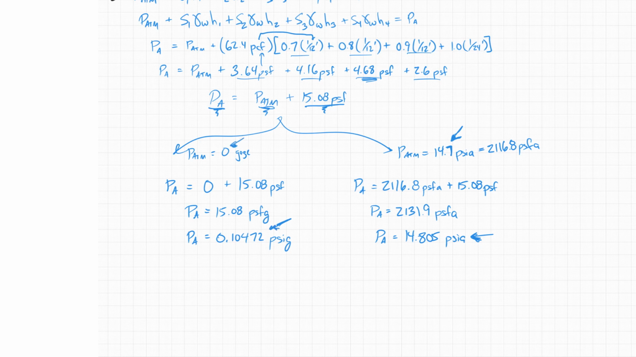So your final answer, we want 3 significant digits. Let's go back to black, and we'll say PA equals 15.1 PSFG, which equals 0.105 PSIG. And over here we'll say PA equals, we could actually do an equals for all of this because all of these things mean the same thing, 2130, 3 significant digits, PSFA equals 14.8 PSIA. 3 significant digits.